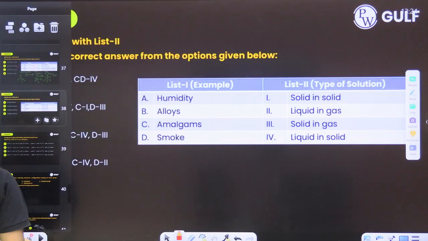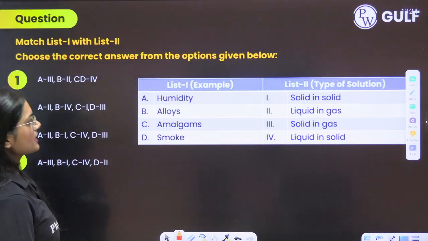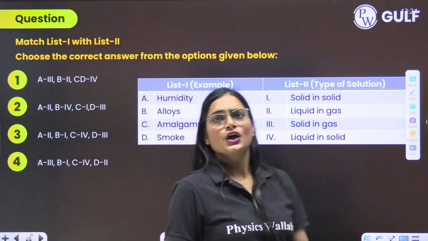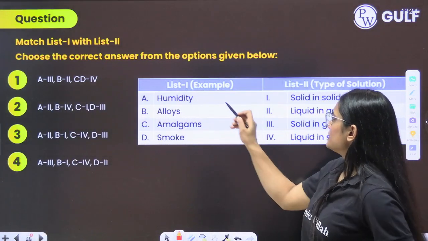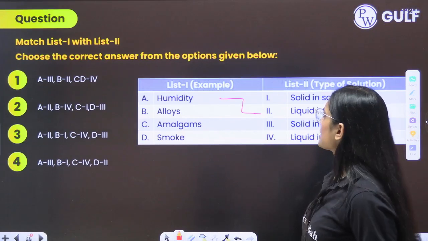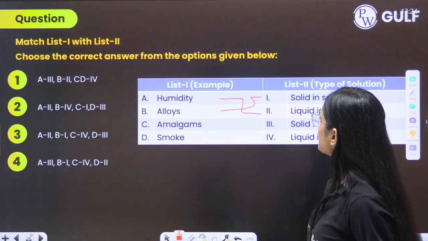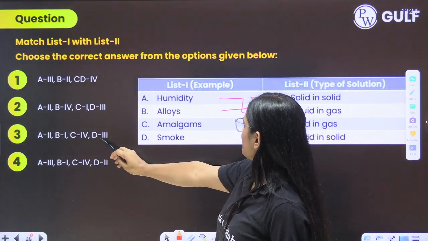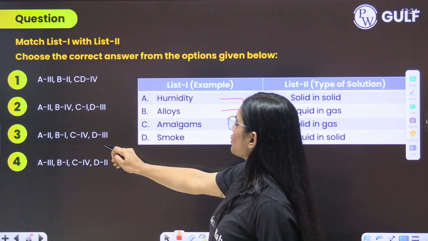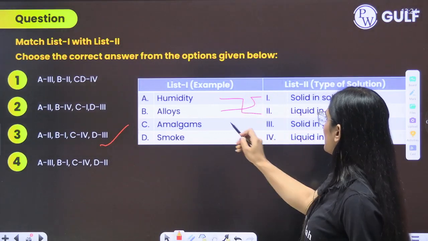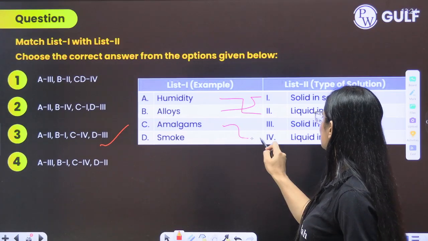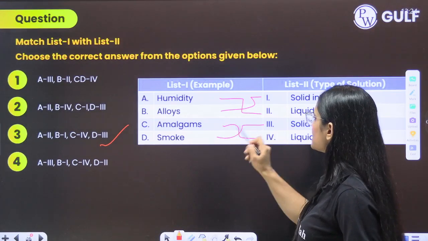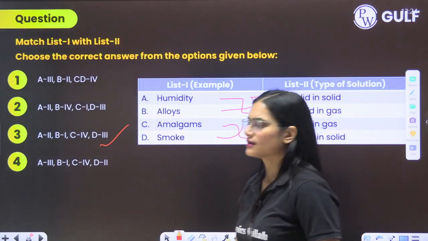Next we have: match list 1 with list 2. Choose the correct answer from the options given below. Humidity. In humidity, liquid is present in a gas. Alloys, they are solid in liquid. So A is matching with 2nd and B is matching with 1st. Option 3rd is the right answer. Amalgam is liquid in solid and smoke is solid in gas. So yes, option 3rd is the right answer.